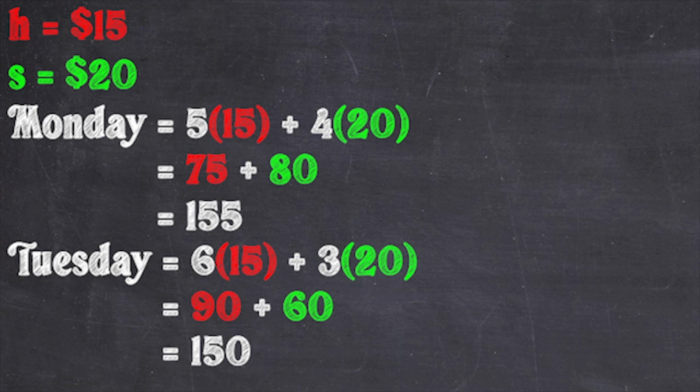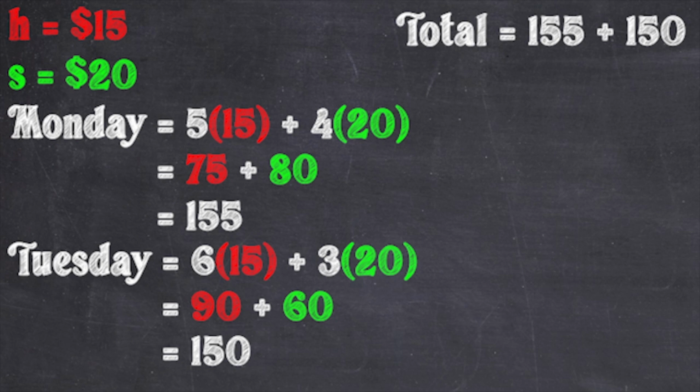But wait, we're not done yet. The problem requires us to find his total earnings over these 2 days. On Monday, he made $155, and on Tuesday, he made $150. To find the total amount of money he earned over these 2 days, we can simply add up the earnings for these 2 days. Adding up 155 and 150 gives us 305. Therefore, Joe earned $305 over the course of these 2 days. Way to go, Joe! Let us take a look at a slightly more challenging example.